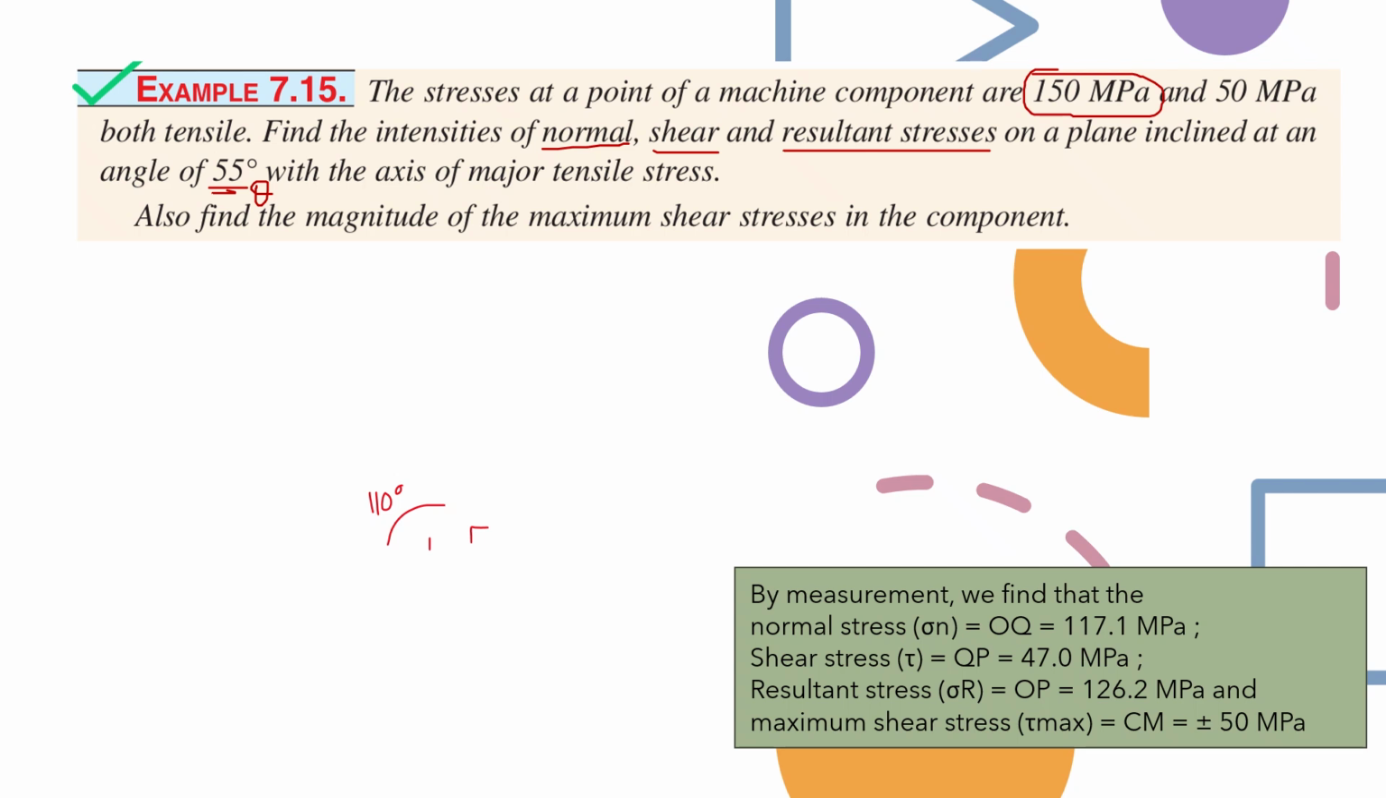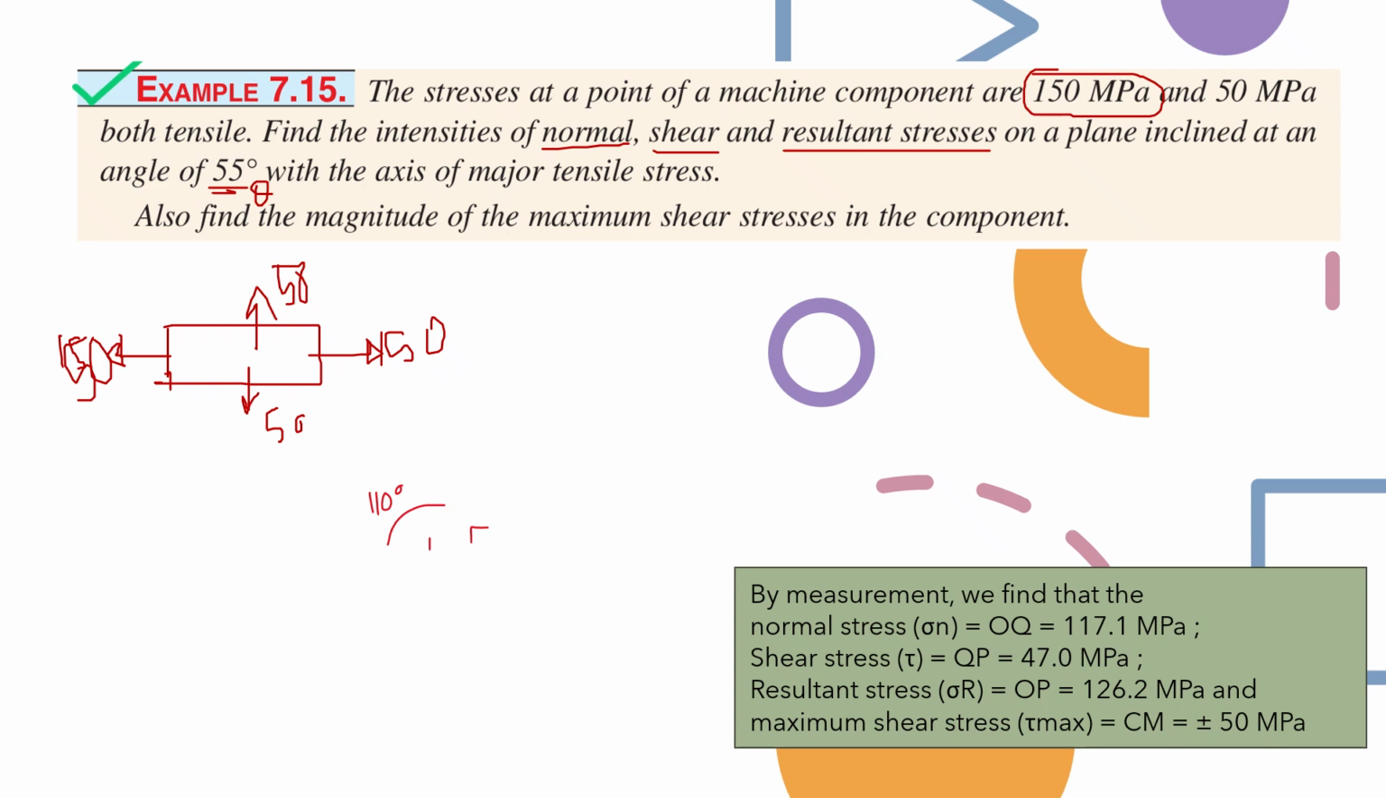For example, let us just draw the body. Let's think that this is the body. In this body, two stresses are applied, and both stresses are tensile. Sorry for the bad quality of writing: this is 150, and this is also 150. Another will be on this plane: it will be 50 megapascal, and this will be 50 megapascal.